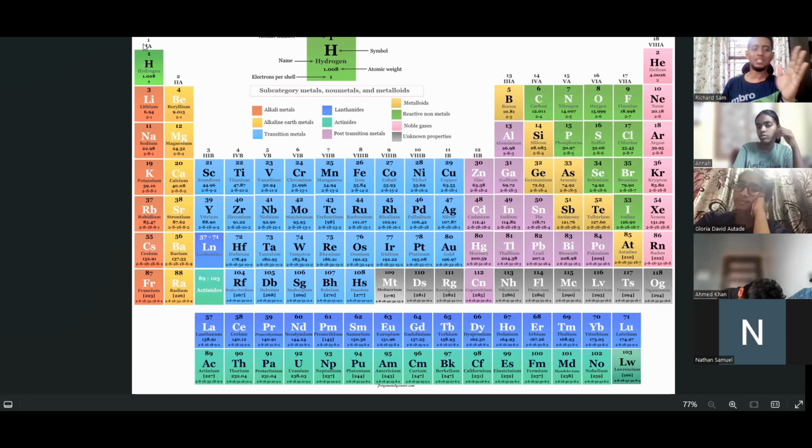Now, what is the valency of all elements in group 1A? +1. 2A +2. 3A +3. 4A is -4 or +4, mostly -4 because we only look at carbon. 5A -3. 6A -2. 7A -1. And last, 8A is 0.